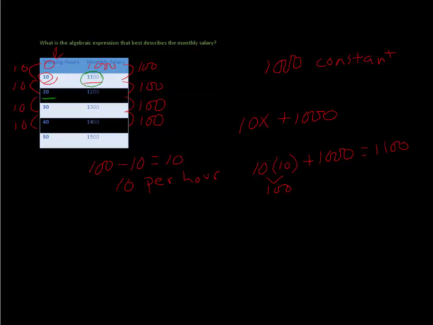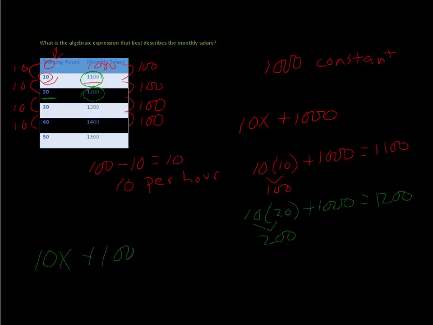So let's try one more. Let's try 20 just to make sure. So 10 times 20 plus 1,000. 10 times 20 is 200. 200 plus 1,000 is 1,200. And that's what we were looking for, 1,200. So we know that our expression is 10x plus 1,000. That's our expression.